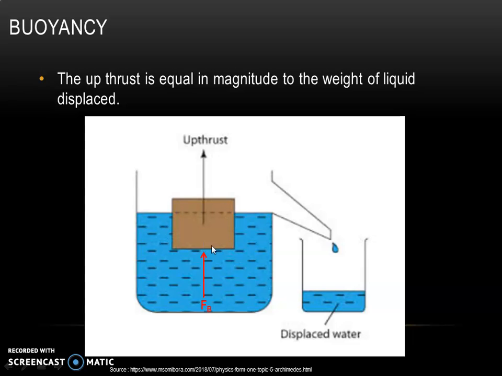When an object is immersed in the liquid, there will be upthrust acting, as we have already seen, which is nothing but buoyant force Fb, and its magnitude will be equal to the weight of the liquid displaced. Here we can see that when the object is immersed in a liquid, there will be some amount of water which will be displaced. So if we find out the weight of the liquid displaced, we can come to know what is the upthrust acting on the object.